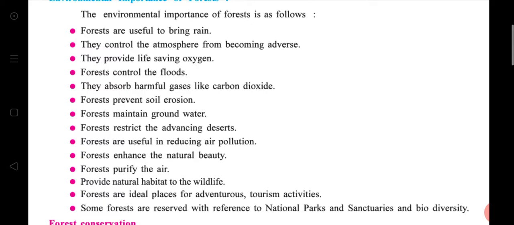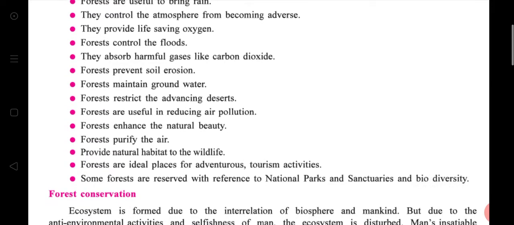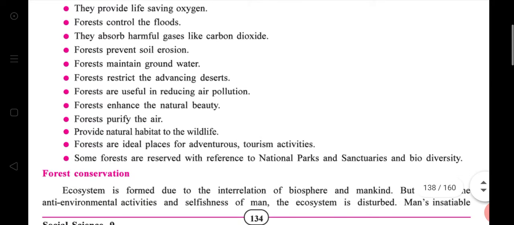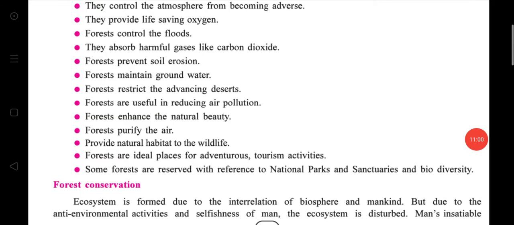Again, I repeat, forests are useful to bring rain. They control the atmosphere from becoming adverse. They provide life saving oxygen. They control the floods, absorb harmful gases like carbon dioxide, prevent soil erosion, maintain groundwater. Then they restrict the advancing desert and are also useful for reducing air pollution.